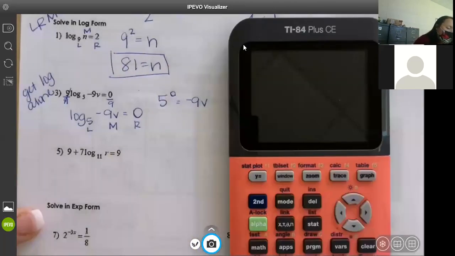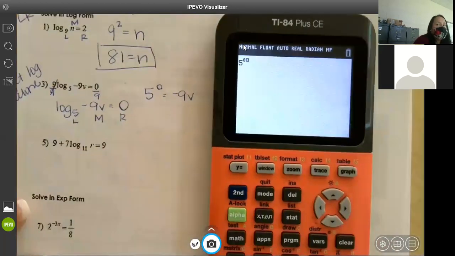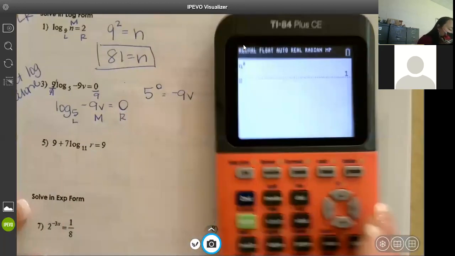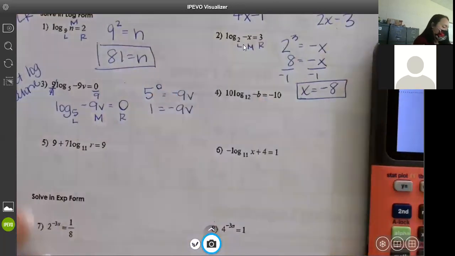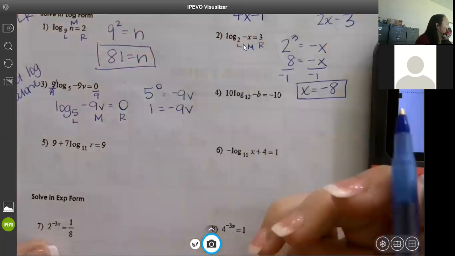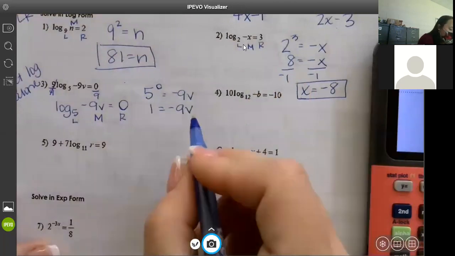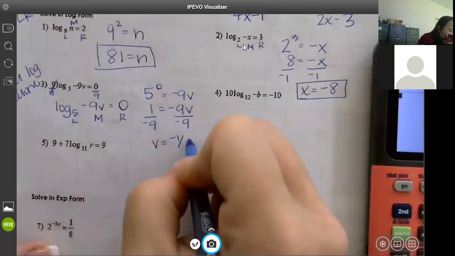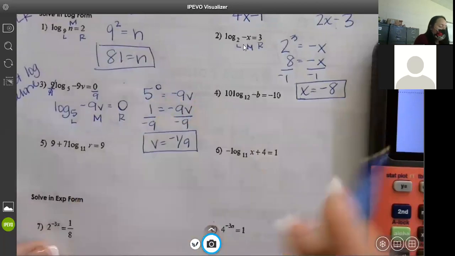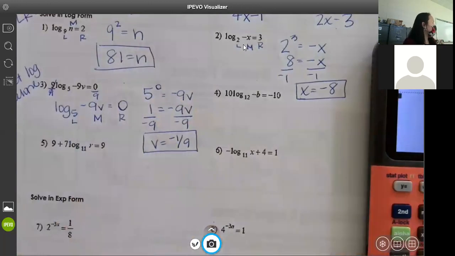Be careful on this. A lot of you will try to mess this up on accident, not on purpose. Anything to the 0 power is always 1. Don't forget that. Anything to the 0 power is always 1. And then how do I finish this out and solve for v? Regular equation. This is not hard. How do I get rid of the -9? So I get v equals -1/9. Again, if I plug it in right here, -9 times -1/9 is a positive number. So as long as I have a positive and not 0, I'm okay.